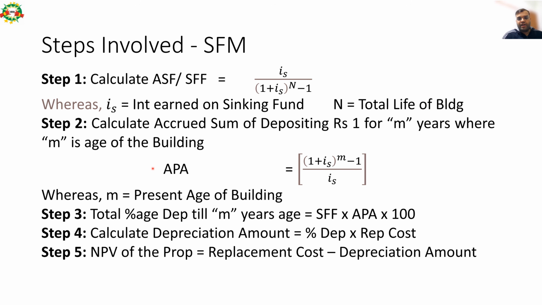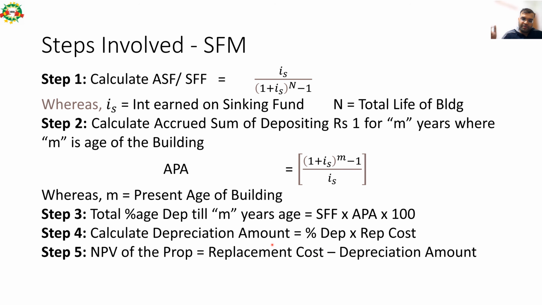Then we have to calculate the accrued sum of depositing ₹1 for M years, where M is the age of the building, so APA. The APA formula also we have calculated in previous sessions, income approach session number 4 I think. You can refer to it, and the link is given in the description box below. After calculating ASF and APA, we have to calculate the percentage depreciation till M years of age. So multiply SF and APA into 100. It will give us the percentage depreciation till the Mth year.